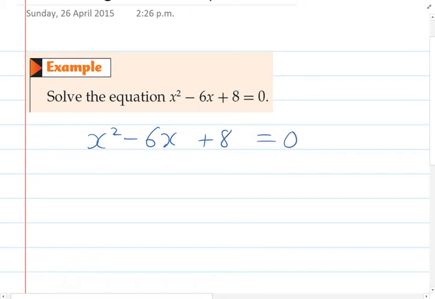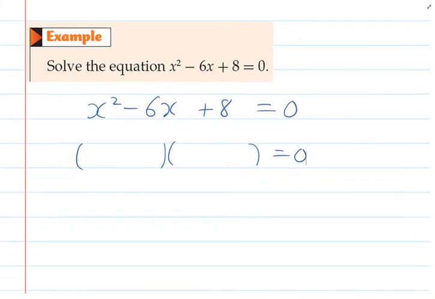So our next step is going to be to factorise this into brackets, and this is the reason why we've spent so long learning how to factorise. So we'll write x at the start of each bracket, and then we're looking for two numbers that add to -6 and multiply to 8. And so I'm thinking we're probably going to have something like, well, let's write it out because I'm not sure.